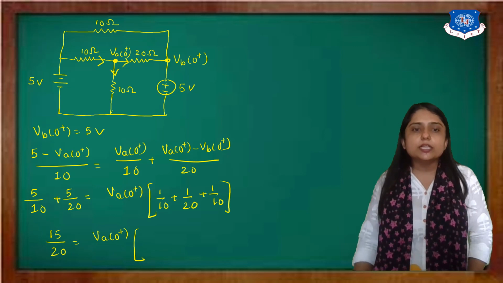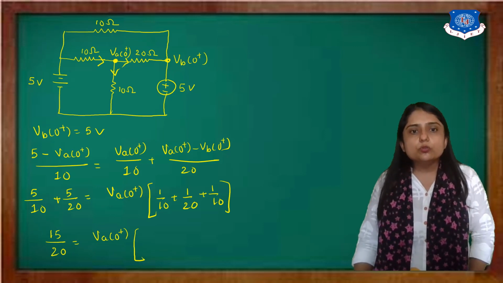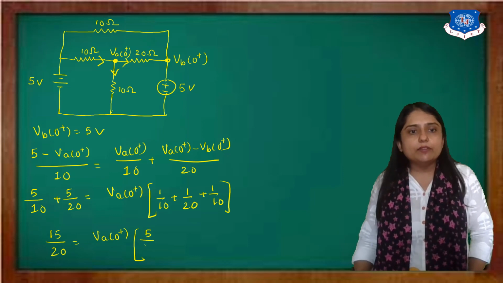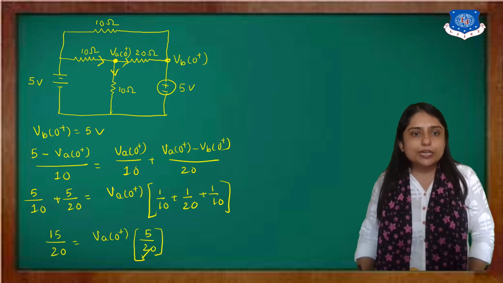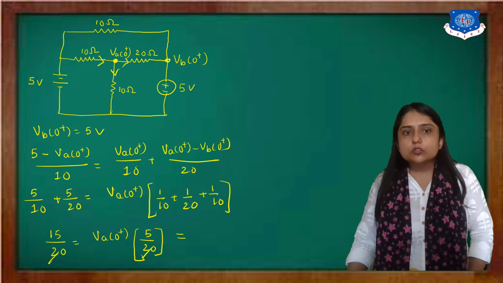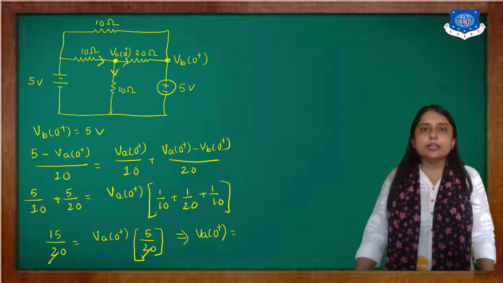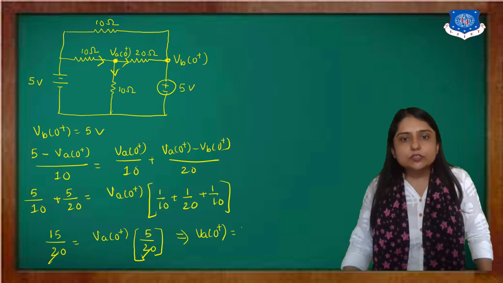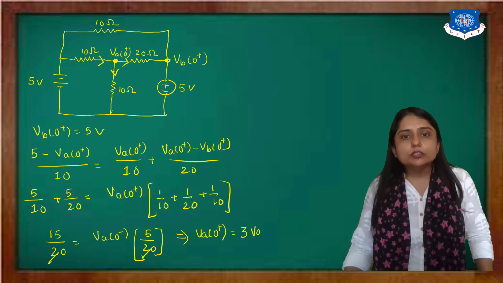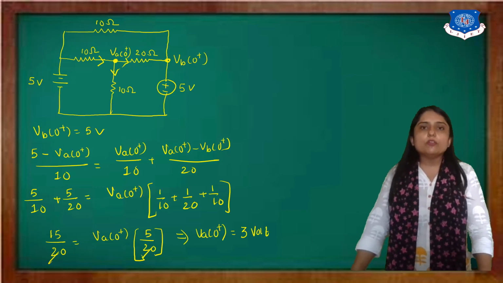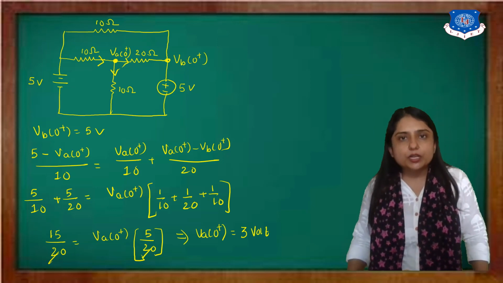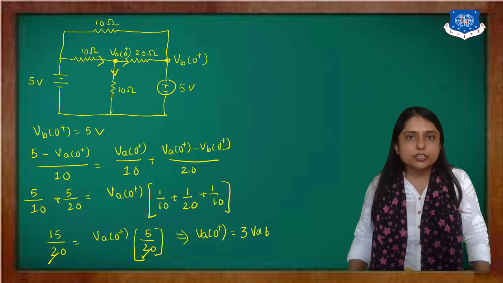Here also you take the LCM. So 2 and 2, 4 plus 1, that is 5, 5 divided by 20. So this 20 is cancelled out. So the value of VA(0+) becomes 15 divided by 5, and that is 3 volt. So this is the value of VA(0+), found using the initial condition.